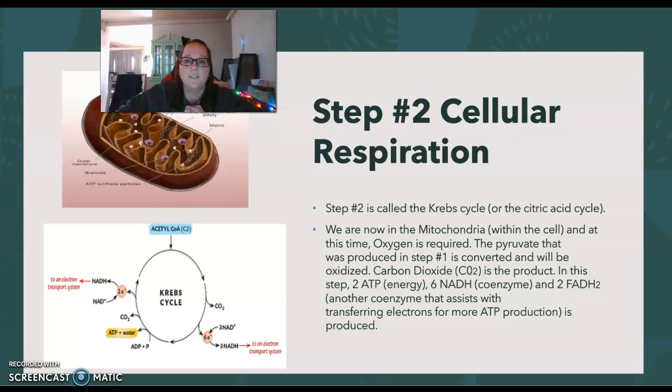Step 2 is called the Krebs cycle, or the citric acid cycle. We are now in the mitochondria within the cell. At this time, oxygen is required. The pyruvate that was produced in step 1 is converted and will be oxidized. Carbon dioxide, CO2, is the product. In this step, 2 ATP energy, 6 NADH coenzyme, and 2 FADH2, another coenzyme that helps with transferring electrons for more ATP production, is produced. If you would like to take a look at the diagram here, it gives us an explanation of what I'm referring to.